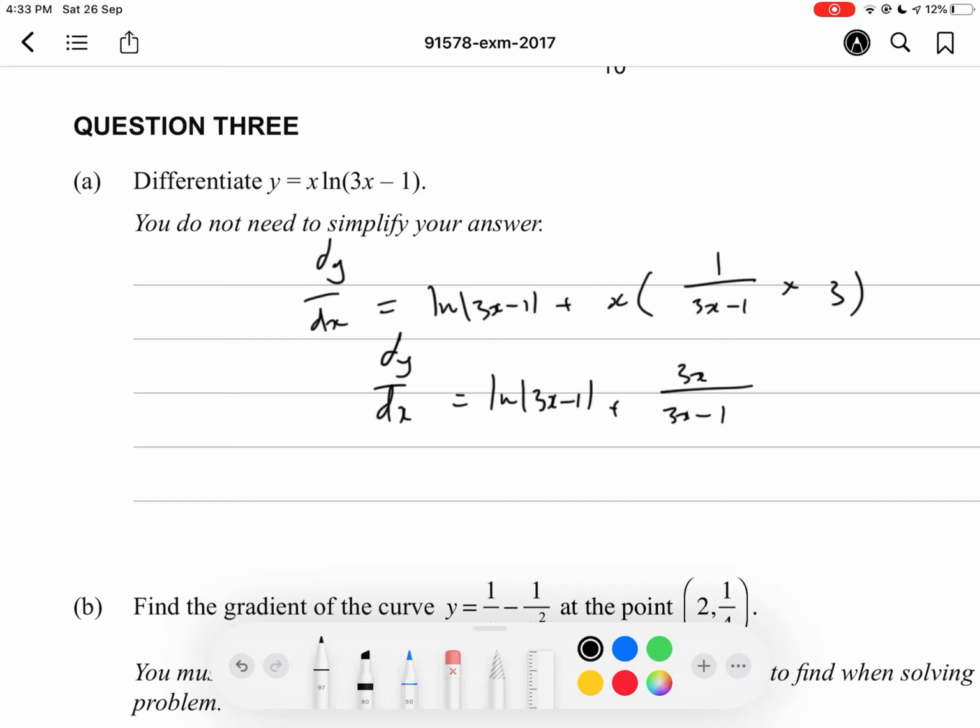And that should be our final answer for that question. So we have a correct derivative for an achieved.